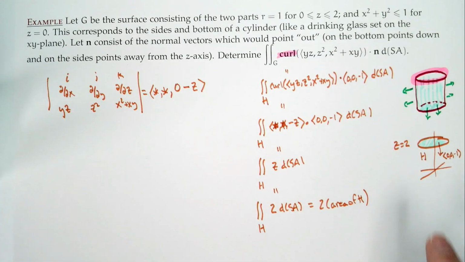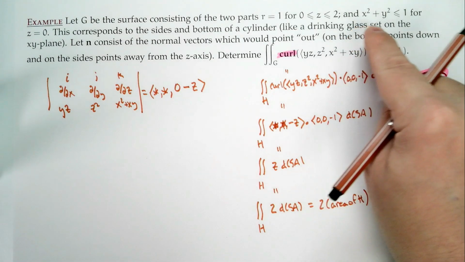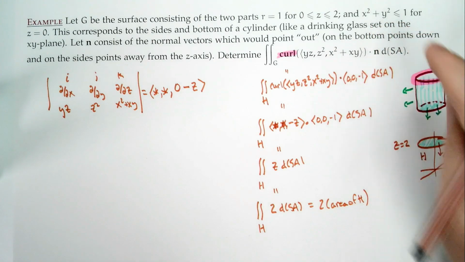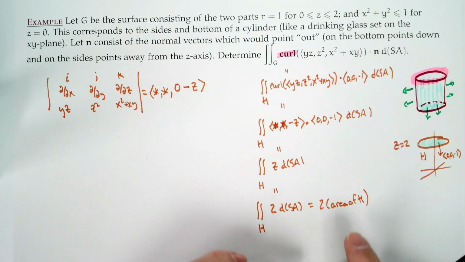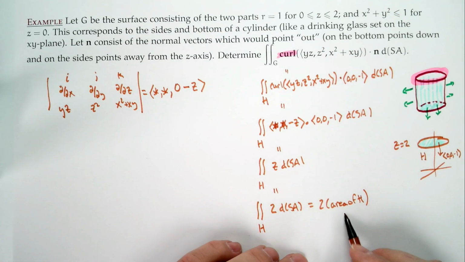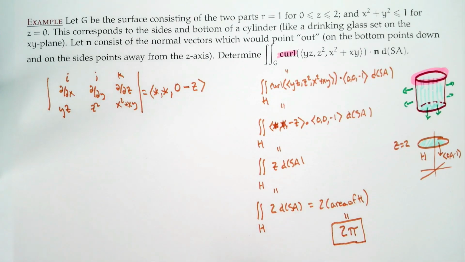And now you say, well, H, that's actually pretty simple. See, that's a circle of radius 1 we pushed up in. So it's a circle of radius 1. See, r equals 1. So the area of a circle of radius 1 is pi. So we get 2 pi. And that's our answer. Done. And we really are done. That was our last problem.